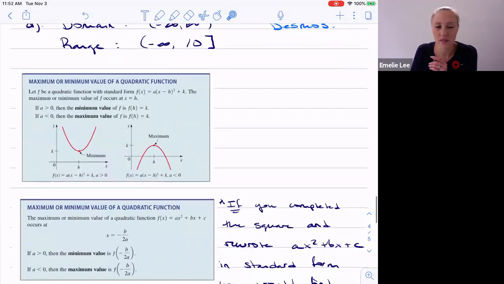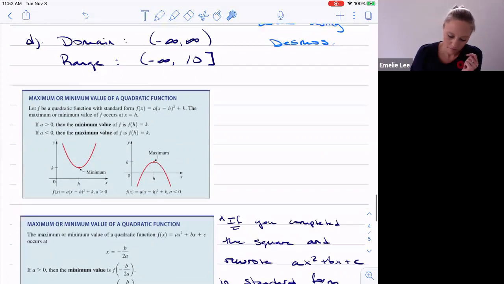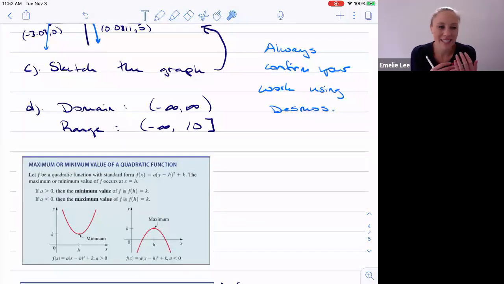Any questions about this section before we move on? So a lot of work finding the standard form, but once you have it, it's pretty easy. Right? Well, I shouldn't say easy, but it's pretty reasonable.